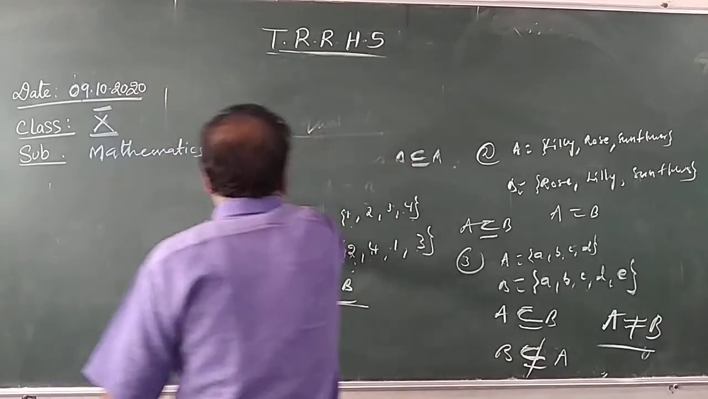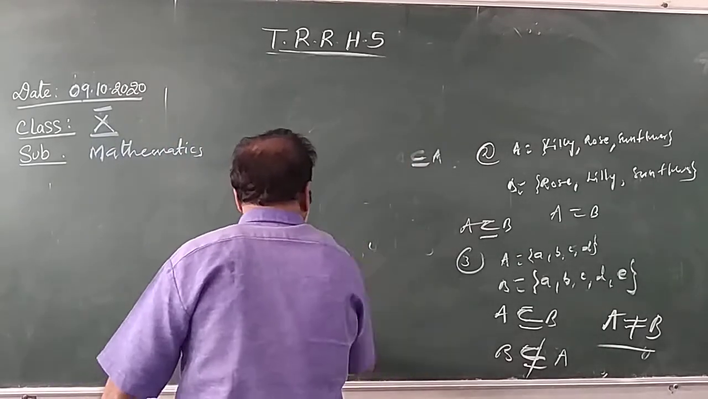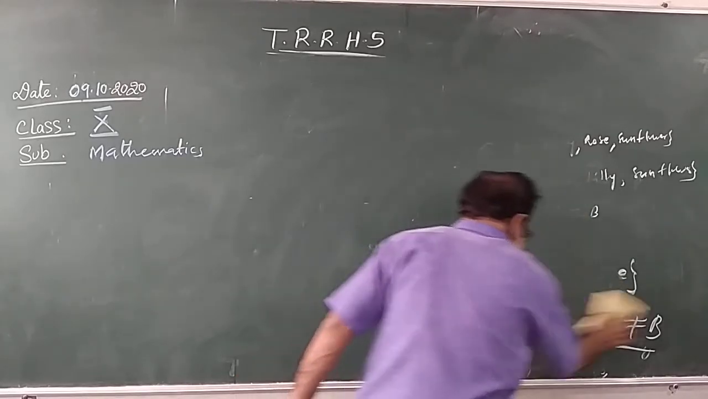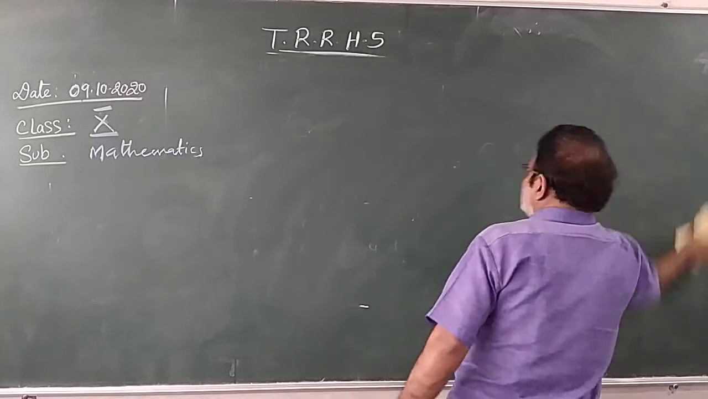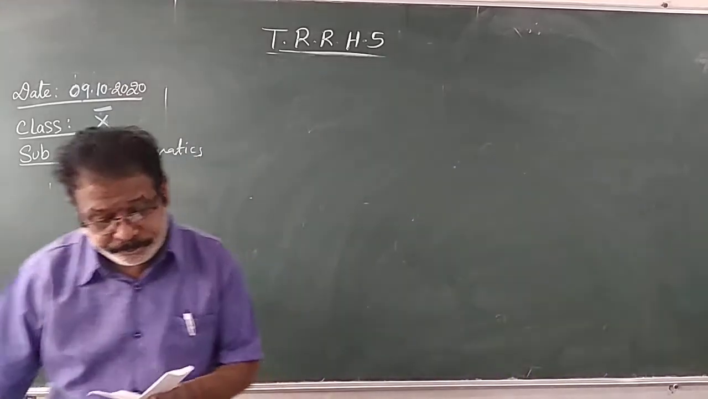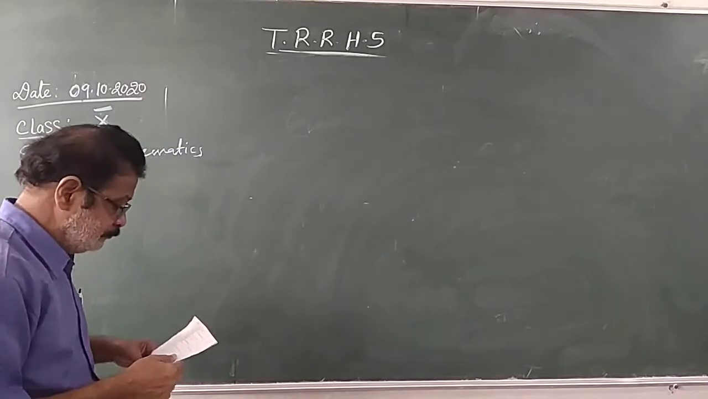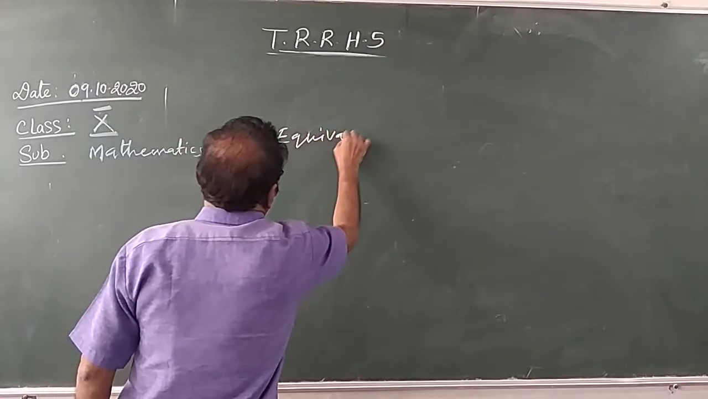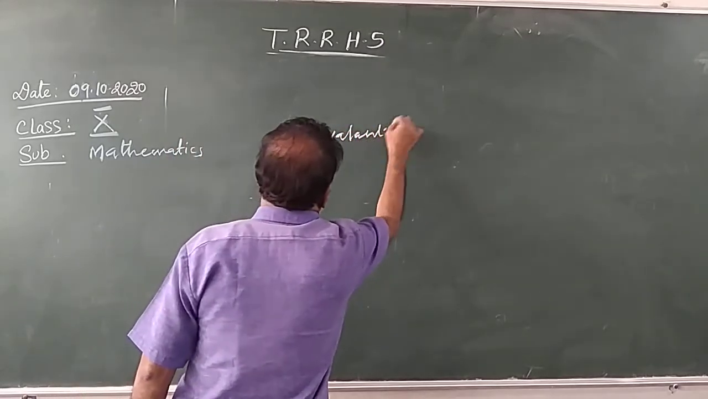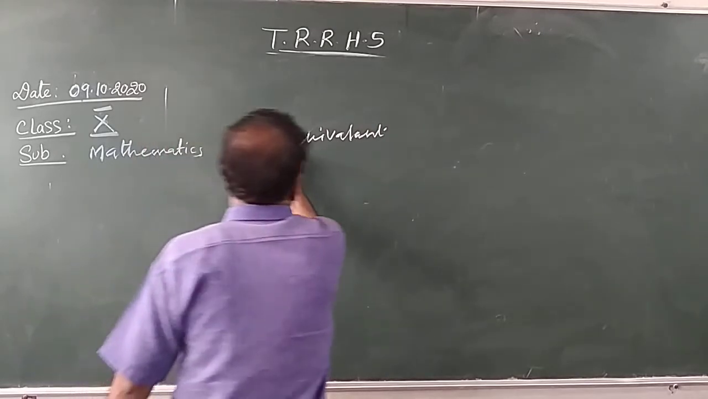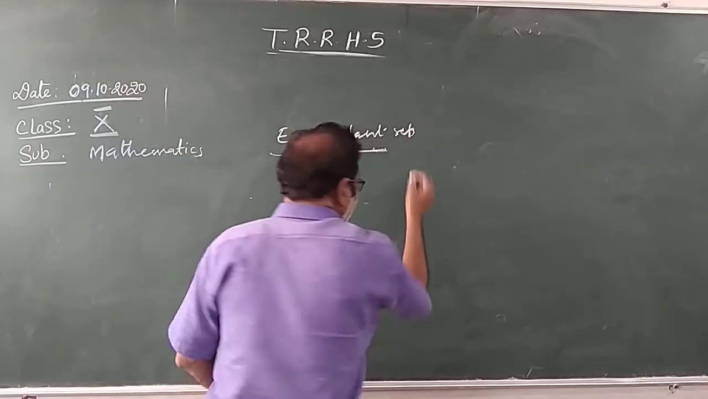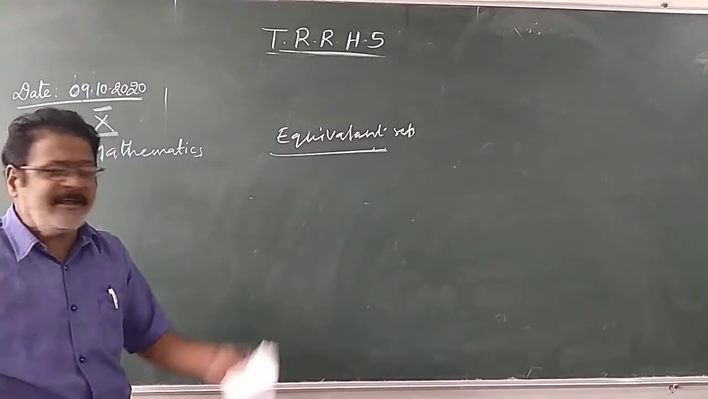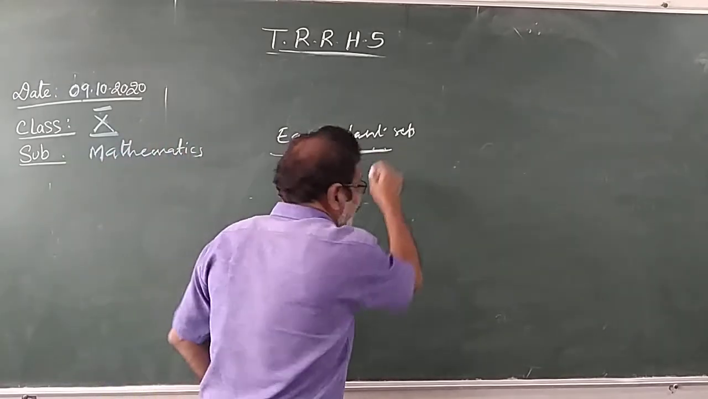Next, I go for equivalent sets. What are equal and equivalent? Equal means they should have exactly the same elements, irrespective of their order. Equivalent means they should have the same number of elements.